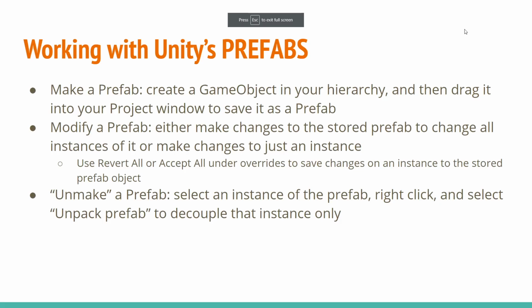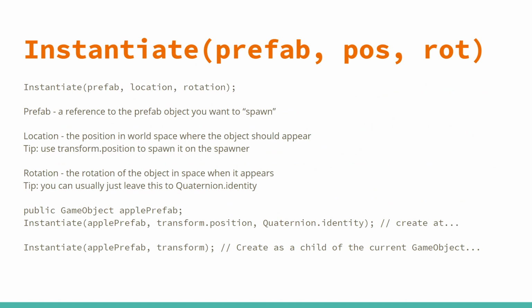All right. So you can unmake a prefab by unpacking it. You can modify prefabs, modify all instances, and so on and so on. So once you have prefabs, you can position them in your scene just by dragging and dropping, putting them wherever you need them, wherever you want them.